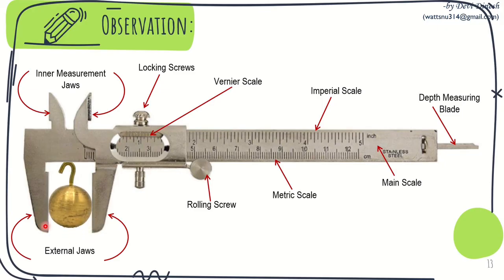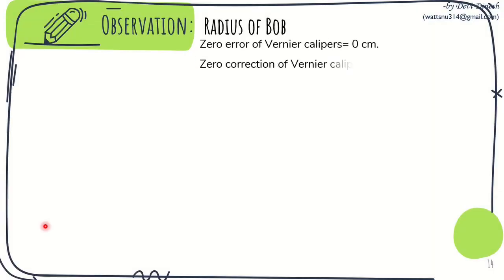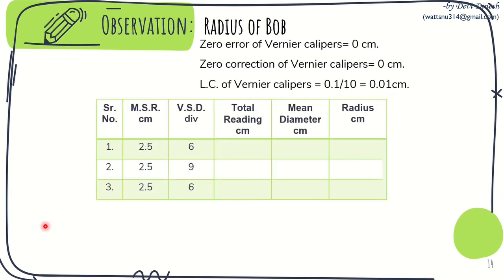The least count of this vernier caliper is 0.01. The zero error of the vernier caliper is found to be 0, so the zero correction is also going to be 0. Now this is the main scale reading. Since the bob is almost uniform, the main scale reading is going to be the same in most cases. This is the vernier scale reading. Find out the total reading. So calculate the mean of these three readings. That is going to be your mean diameter. Divide this by 2, you will get the radius.